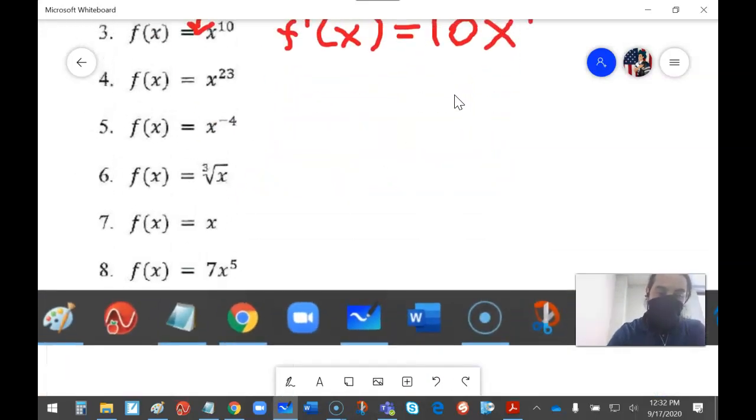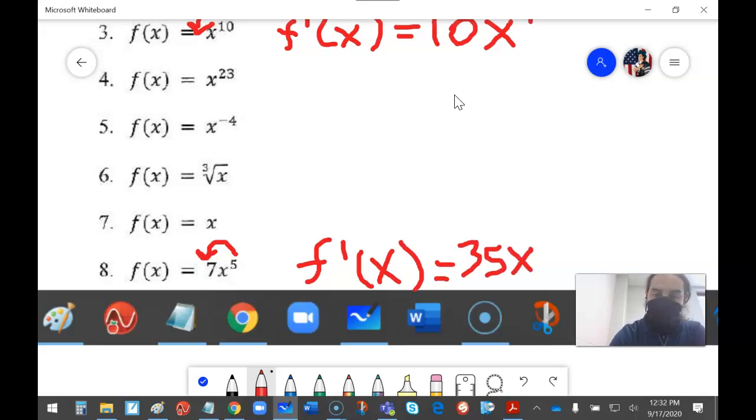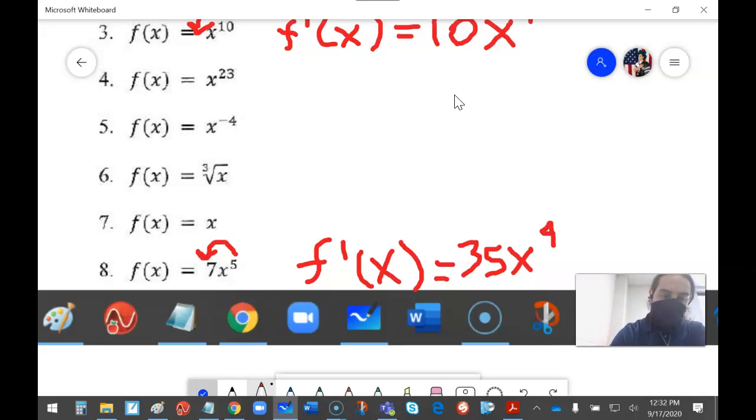So what about like number 8? So the 5 is going to come down with that 7. And it's not going to add, it's going to multiply. So it's going to be 7 times 5, so 35x. And then 5 minus 1 is 4. So that's the power rule.